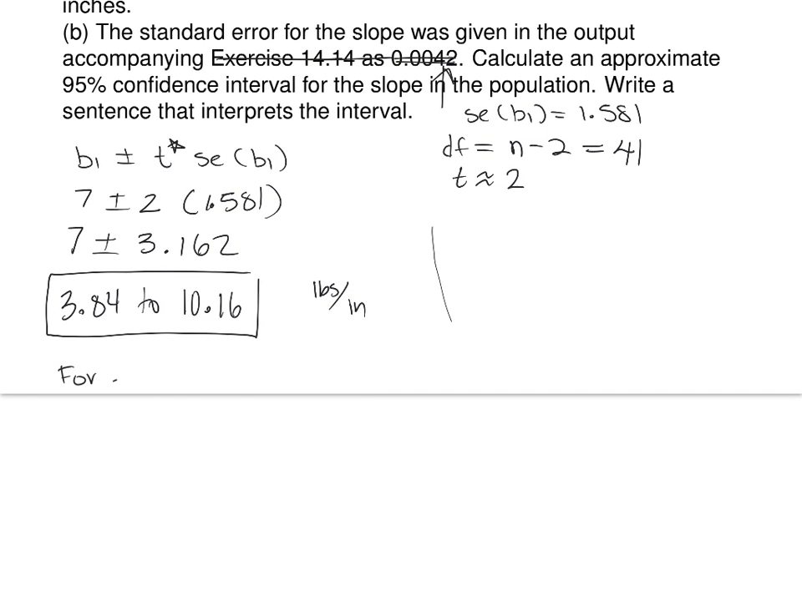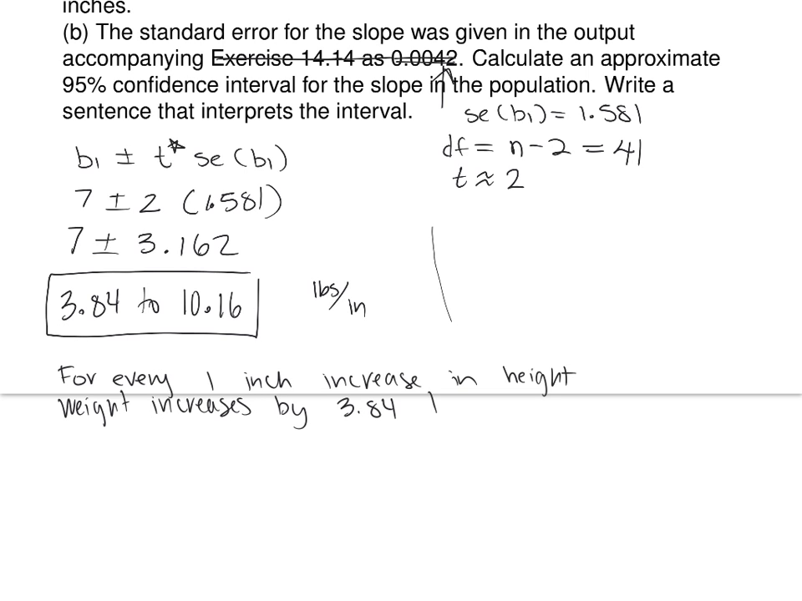So for every 1 inch increase in height, weight increases by how much? Between 3.84 and 10.16. I have to say with 95% confidence. With 95% confidence, yep. I should have put that at the beginning, but okay.